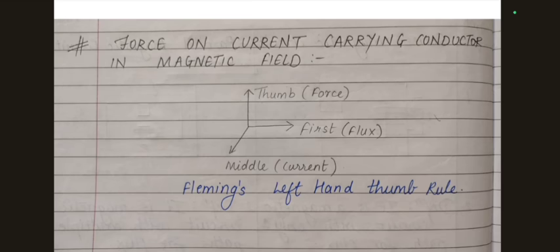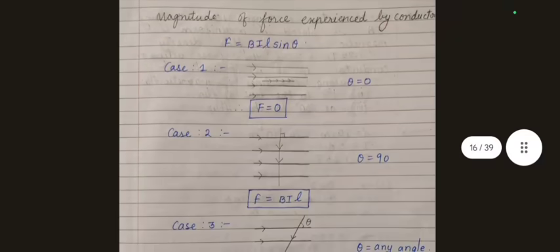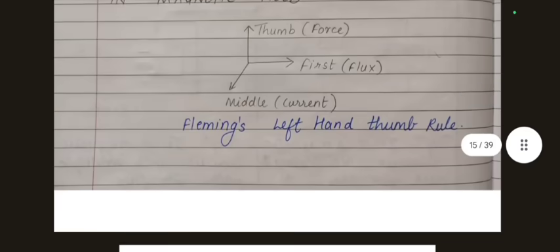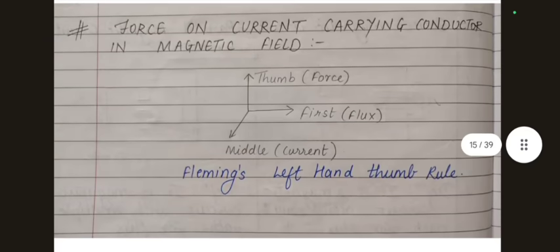So here I have shown you Fleming's left hand thumb rule, in which our fist will show the flux, the thumb will show the direction of force, and the middle finger will show the current. Okay, so this was about Fleming's left hand thumb rule. And why have I told you about this? Because this derivation comes for the magnitude of force experienced by a current carrying conductor in a magnetic field.